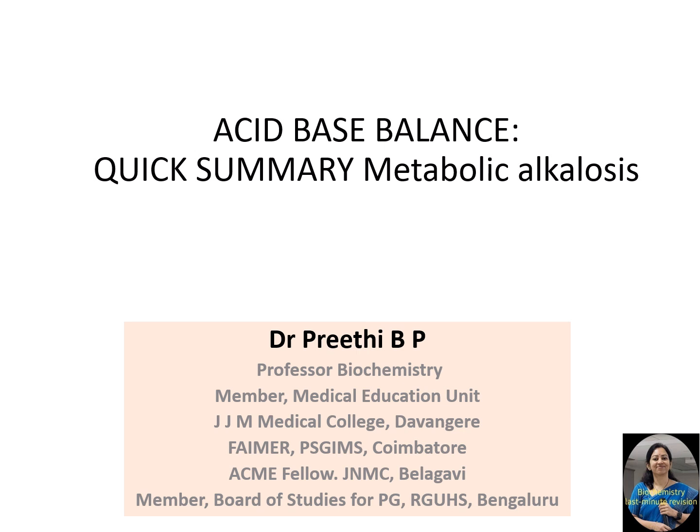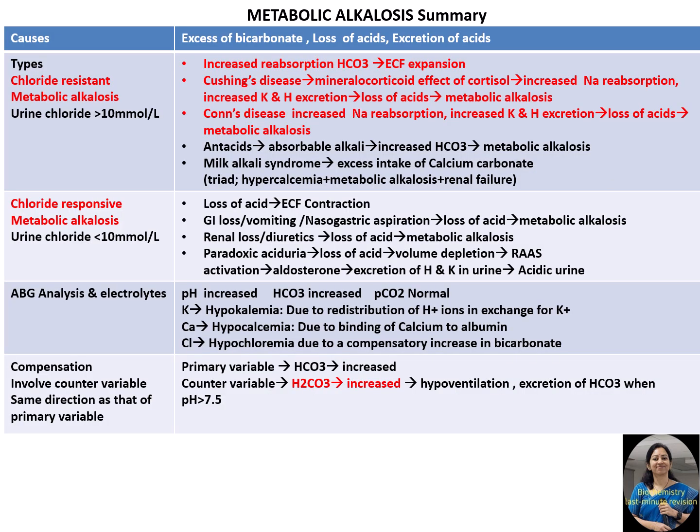Here is a quick summary of metabolic alkalosis. The main biochemical defect in metabolic alkalosis is loss of acid or excess of bicarbonate or excretion of acids. There are two types of metabolic alkalosis. One is chloride resistant and the other one is chloride responsive.